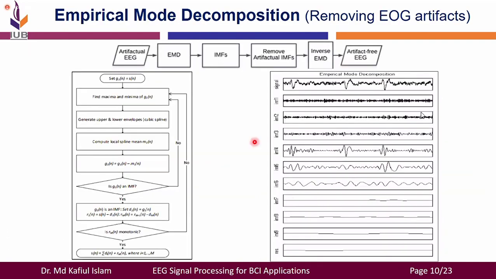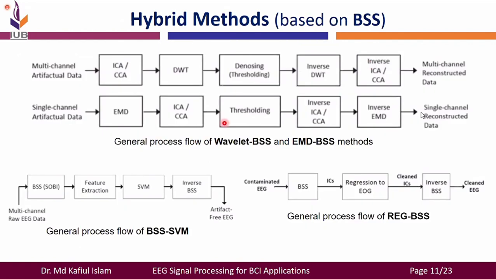This is the empirical mode decomposition technique, which relies on decomposing the signal into different IMFs, or so-called intrinsic mode functions. So you can see that this is an EEG signal corrupted with eye blink artifact, and after decomposing into different IMFs, IMF4 and IMF5 have been found to be corrupted with this eye blink. So you can remove these two components and then apply inverse EMD, or inverse transformation, to get the artifact-free EEG.